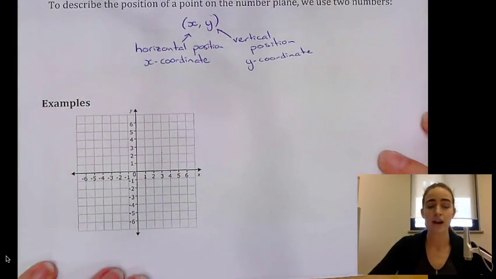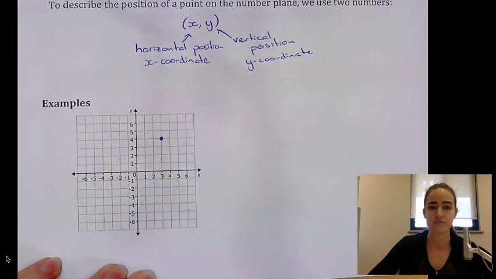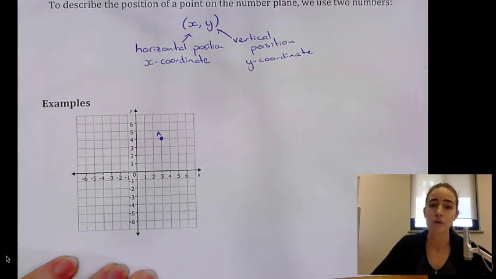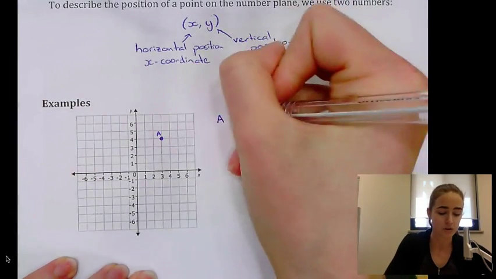So here we've got our number plane. I'm going to draw a point on there. I'm going to draw a point just here. I'm going to call that point A. So we can read off the coordinates of that point. So we can say that A has coordinates.